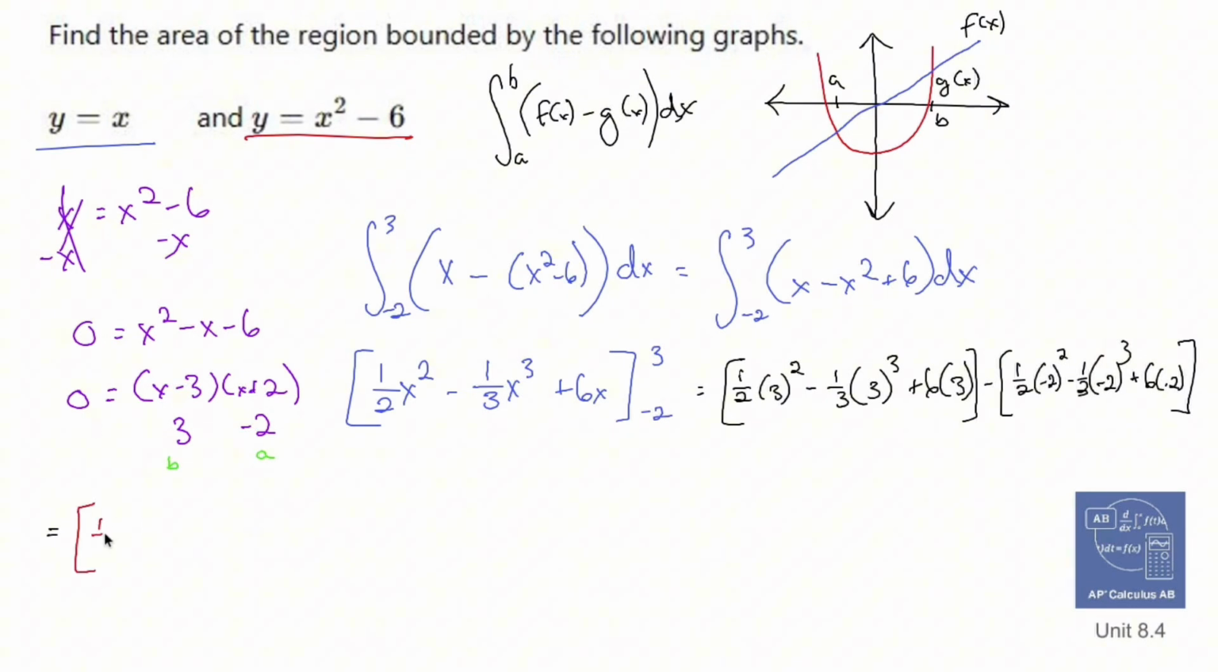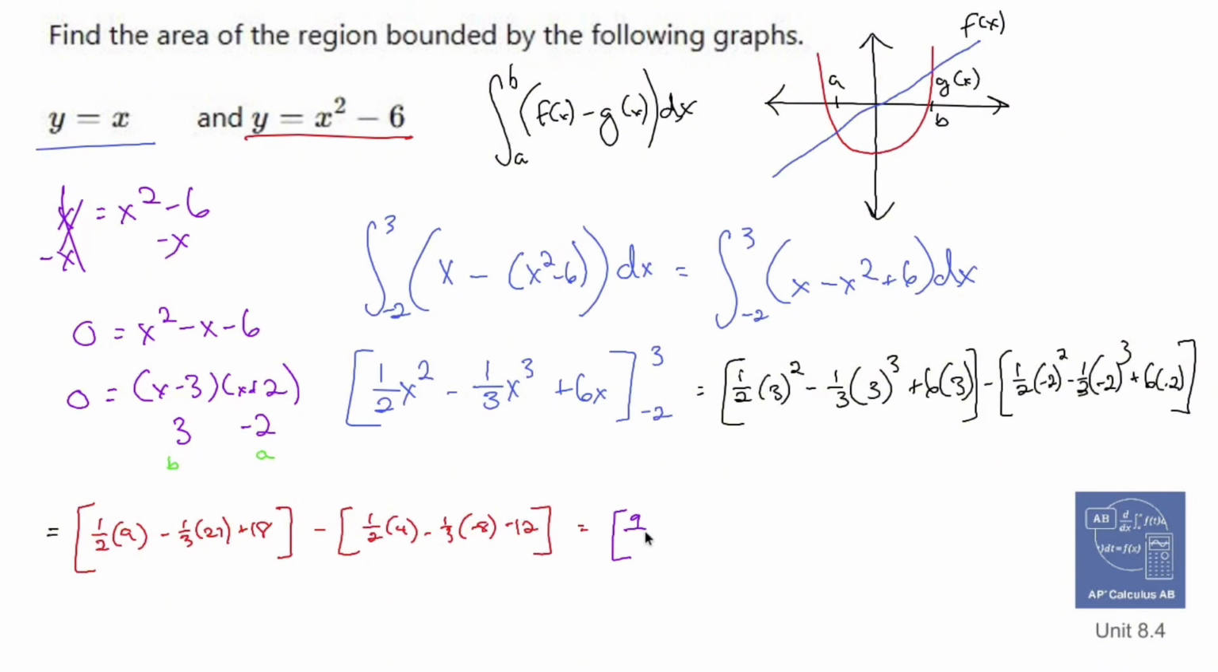All right, we've got 1/2 times 9 minus 1/3 times 27 plus 18 minus 1/2 times 4 minus 1/3 times negative 8 minus 12. Not plus or minus, just minus. It's not the quadratic formula. Oh, we have fun when we screw up.